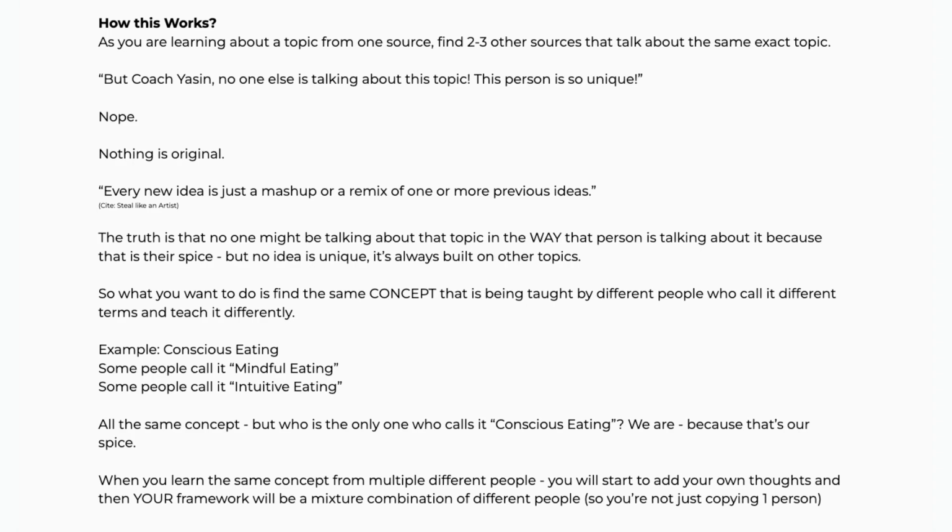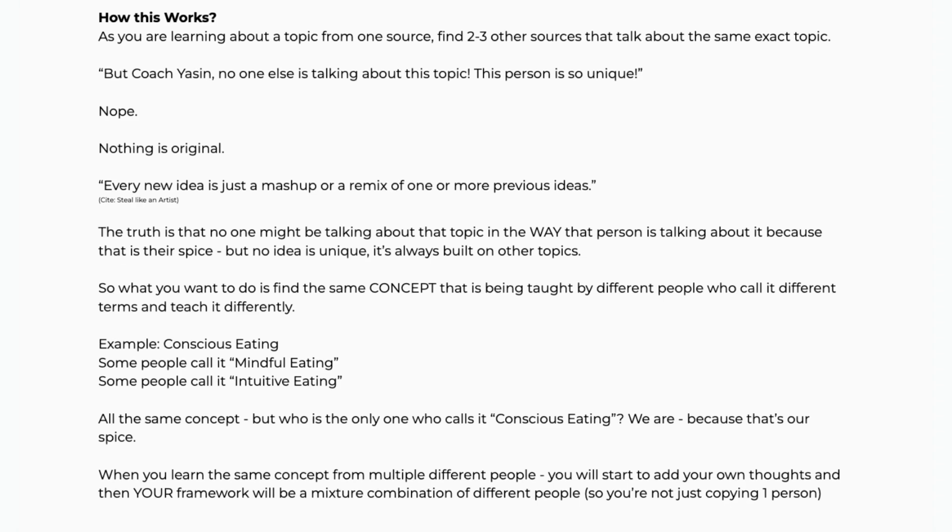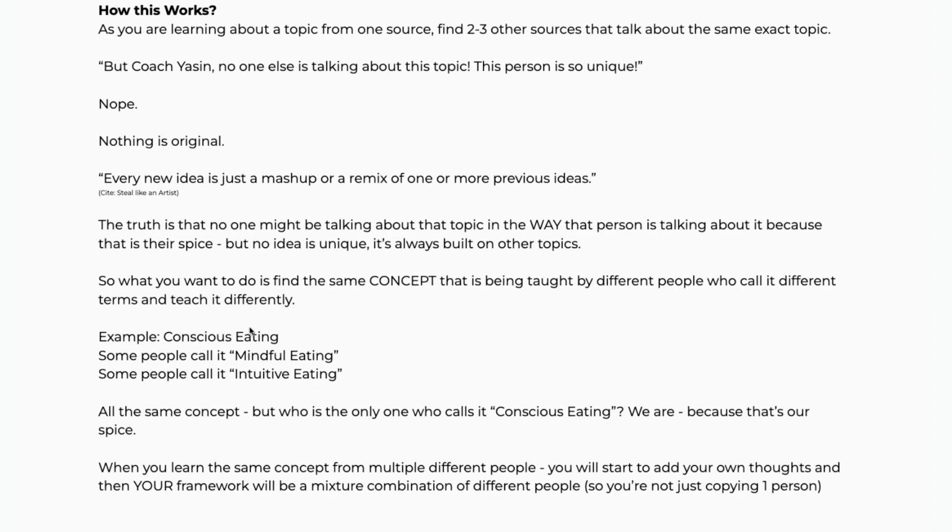This is the only way that it could be explained. And it's just so unique the way that Coach Yassine talks about the becoming process, right? But that's just not true, right? Nothing is original, right? We've already talked about this. Every new idea is just a mashup or a remix of other previous ideas with just a little bit of a spin to it.